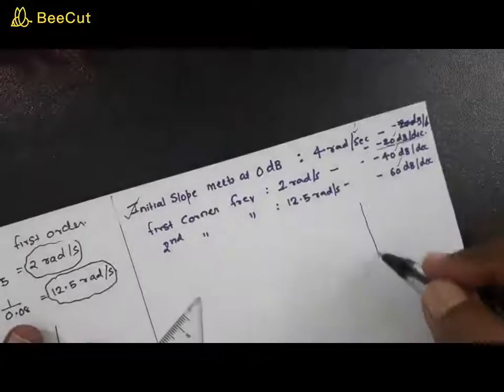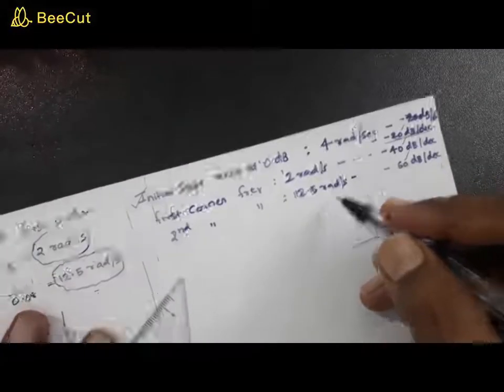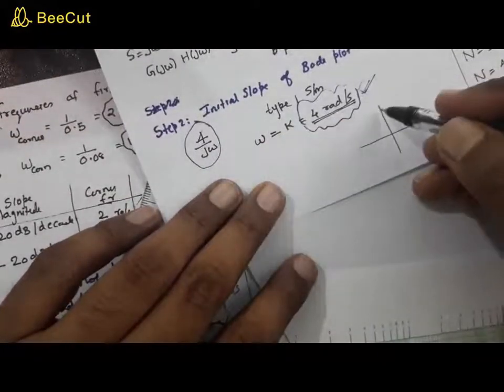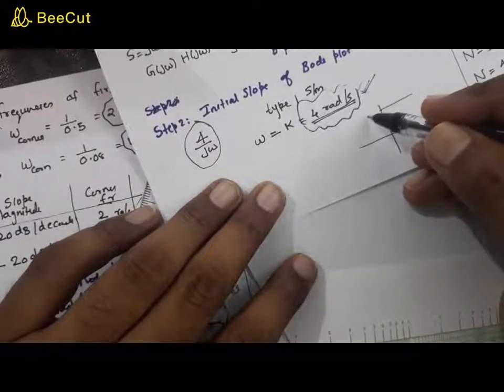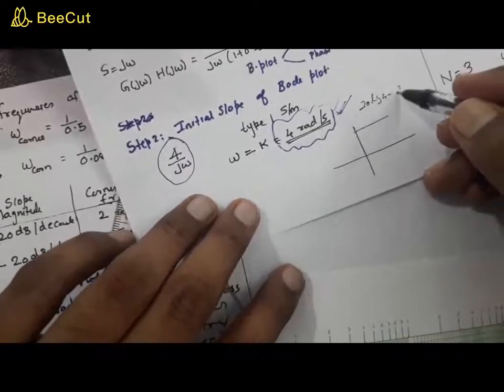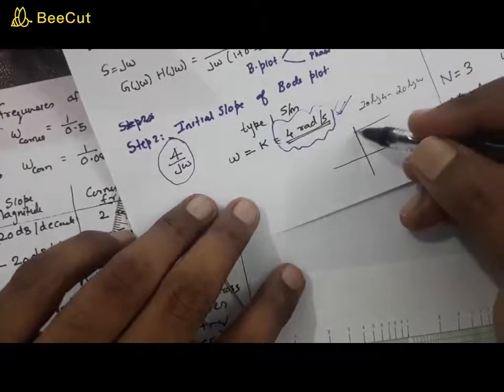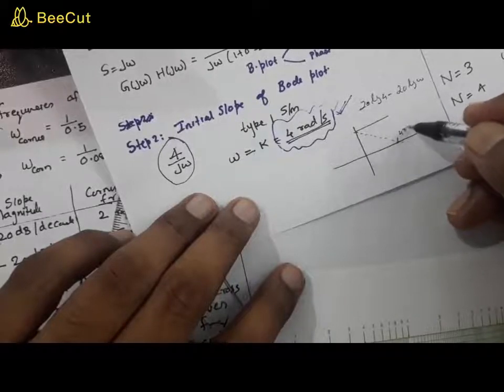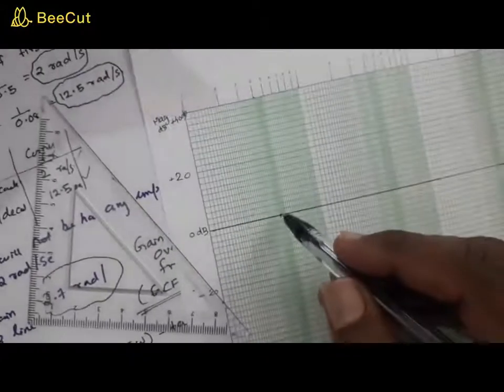The initial slope, that is, if you are to plot the graph of 20 log (4/ω), what you're going to get is 20 log 4 minus 20 log omega. So that means it will be like this. This slope meets at 4 radians per second, so you must know how to draw a slope passing through this.